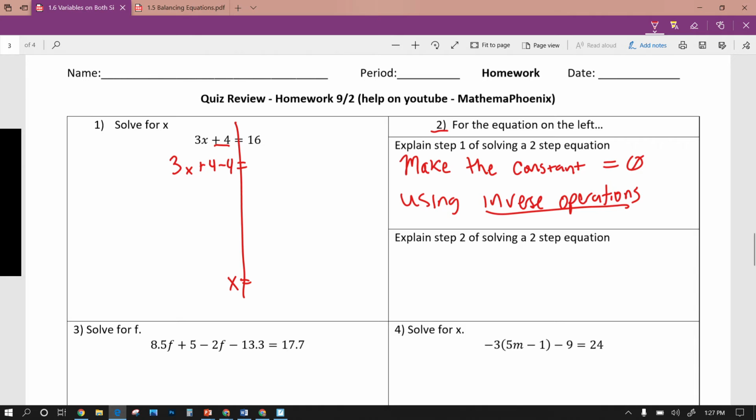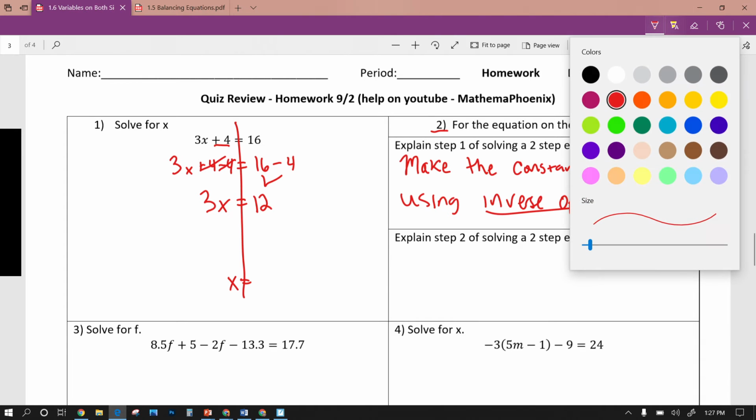And everything we do on the left side, we have to do on the right. So we're going to take our 16, and we're going to subtract 4 from that. So positive 4 and negative 4 cancel out, leaves us with 3x. And then 16 minus 4 is 12. So now we have 3x equals 12. We have completed the first step in solving the two-step equation.